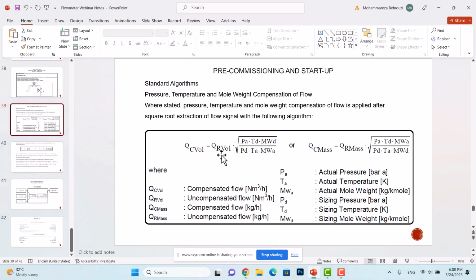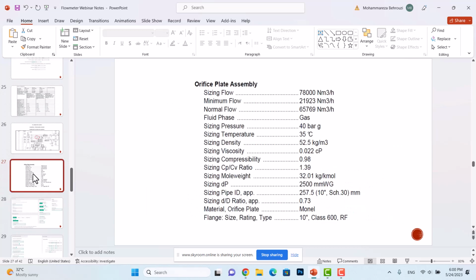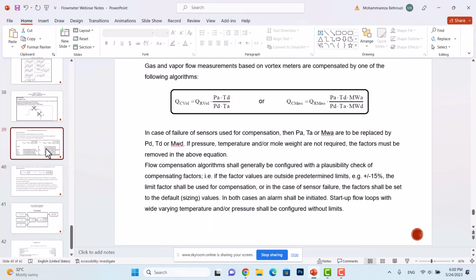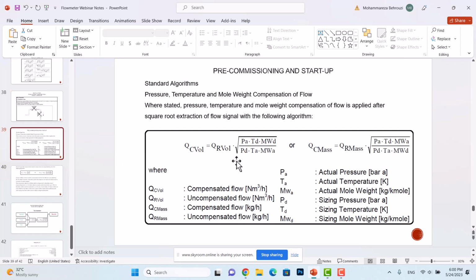This flow meter, as you can see here, let me go to the previous example to show you what I mean. You see, sizing flow, sizing pressure, sizing temperature, sizing viscosity, sizing density. What does it mean? This means that this flow meter is sized for that operating temperature, for that operating pressure. For instance, I have designed the orifice flow meter for that process oxygen for the pressure of 40 bar gauge and temperature of 35 degrees Celsius.